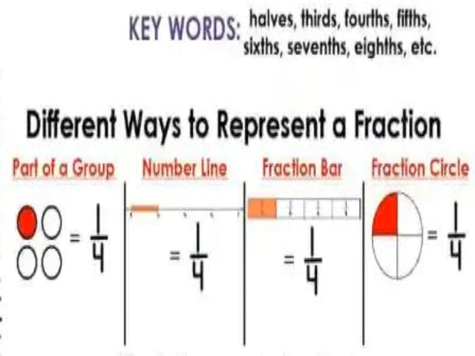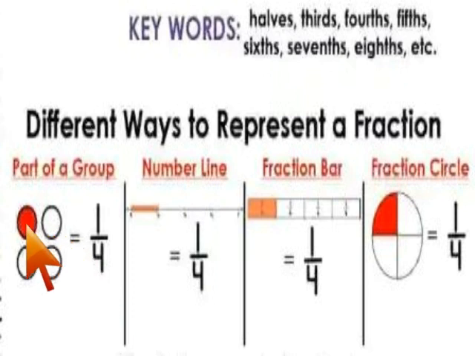Some key words you might hear, and some that I just said, when you're looking at fractions might be halves, thirds, fourths, fifths, sixths, sevenths, eighths, and so on. Down here, I'm looking at fourths. That means in each group, my whole number or my whole sum of parts is 4.